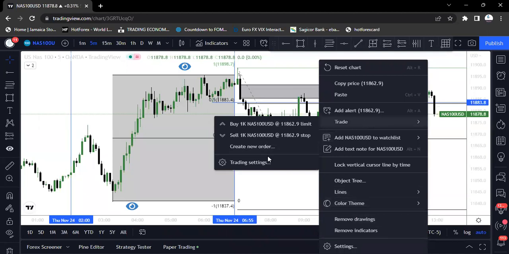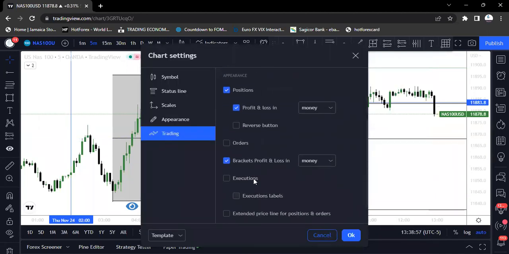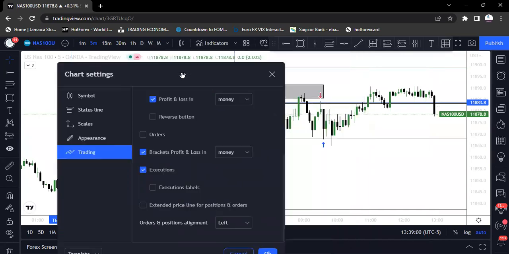I think it's in trade settings. I think there it is.